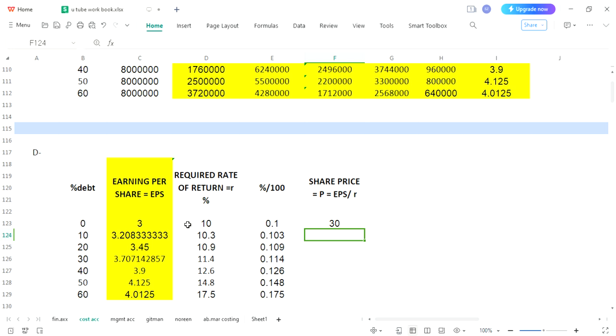First share price 30. Look at what we are doing. This is your EPS, and you need to divide it by the required rate of return, and you will get your share price 31.14.